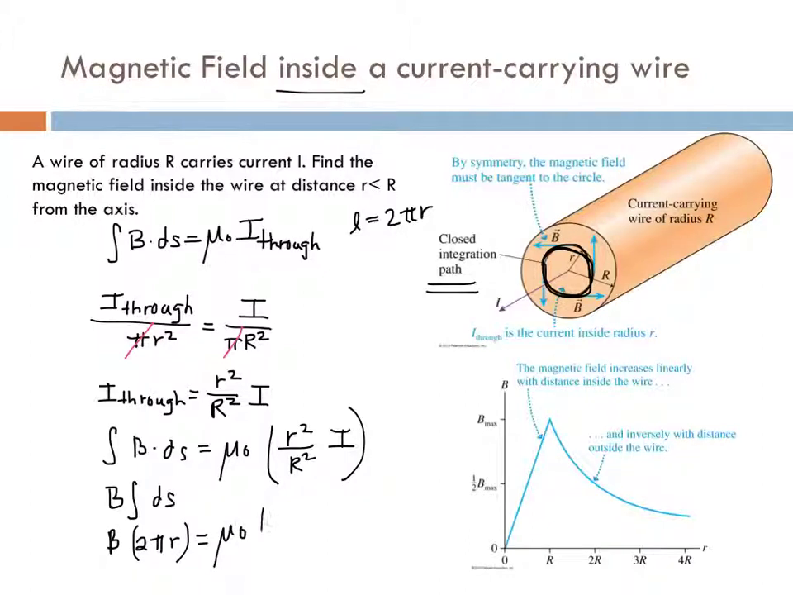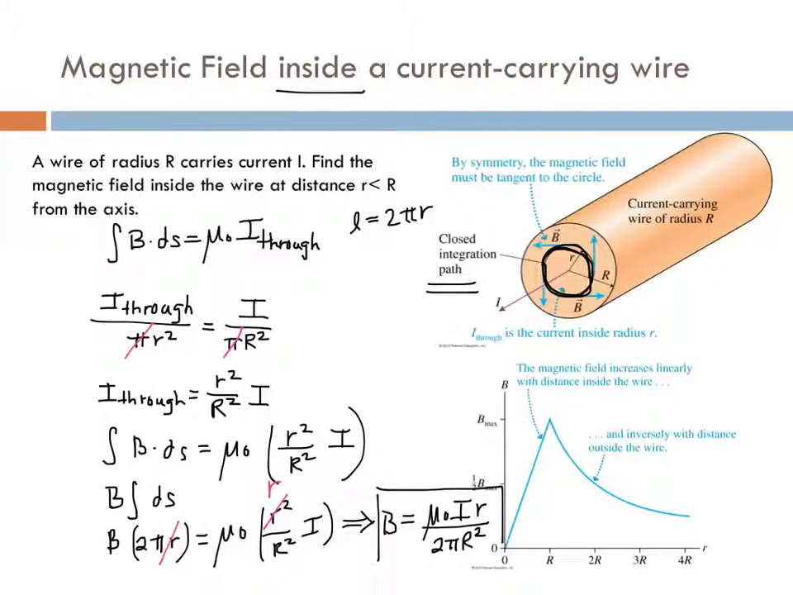And then we can finally just simplify our equation to get magnetic field by itself, so that we get magnetic field is equal to, well, here one of our r's is going to cancel, so that gives us mu naught I r over 2 pi r squared. So again, this is our magnetic field inside of a current carrying wire.